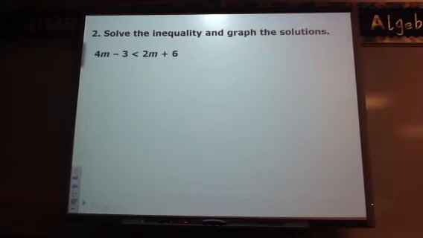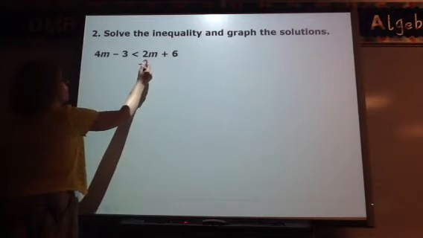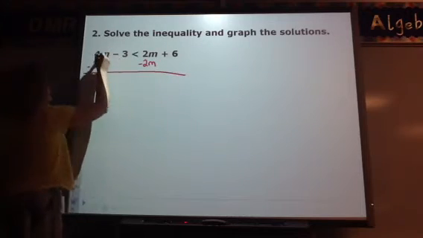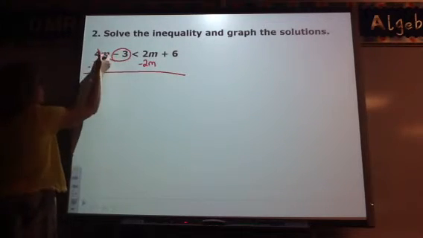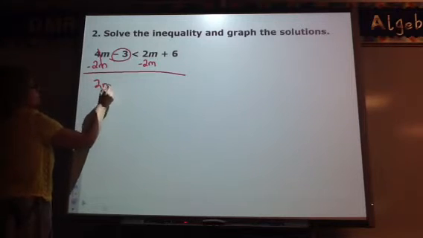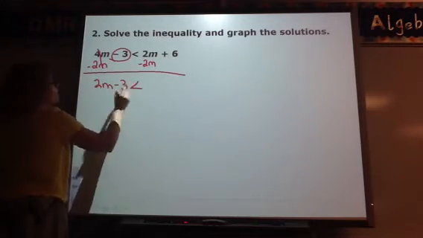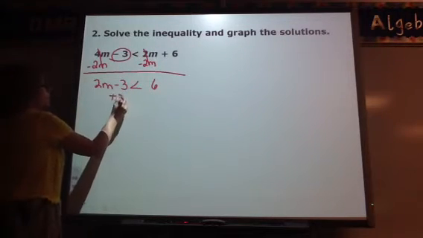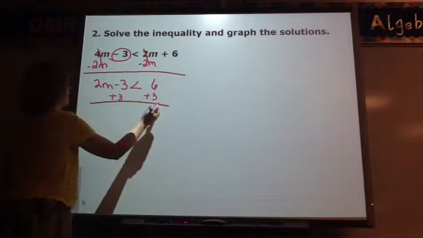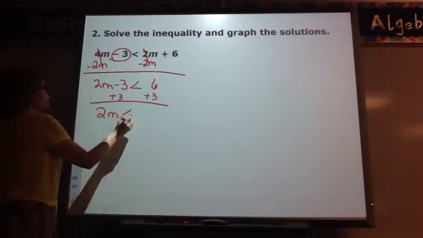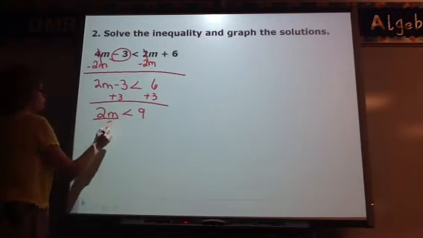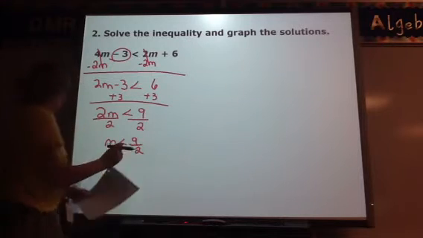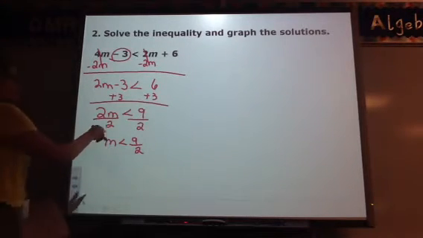So your solution set is all real numbers greater than or equal to negative 6. Okay, so we need to collect our terms. Let's subtract this 2m and get it over here with this 4m. Cancels out. Be careful here. Actually, that doesn't cancel out. That's 2m minus 3 less than, this one cancels out, positive 6. Okay? Add 3 to both sides. So I have 2m less than 9, divide both sides by 2. So m is less than 9 over 2. Okay, you can keep that improper. That's fine.